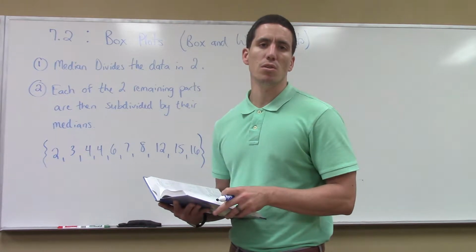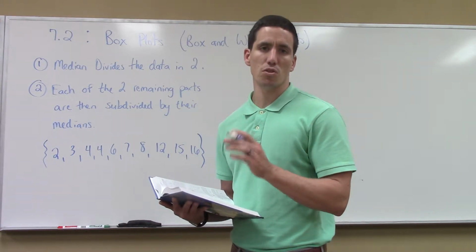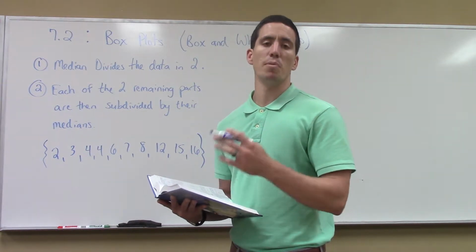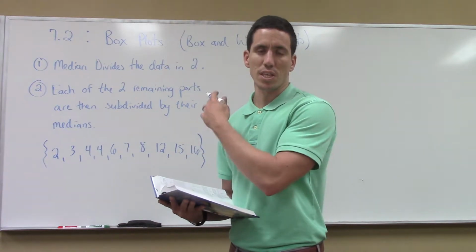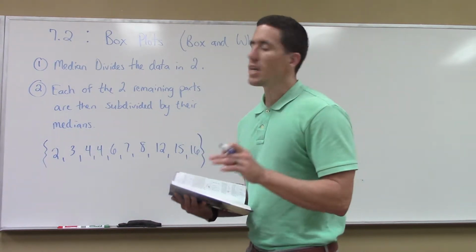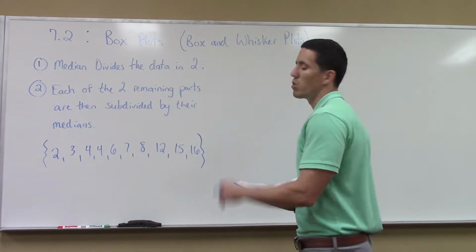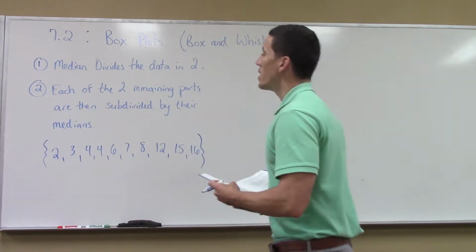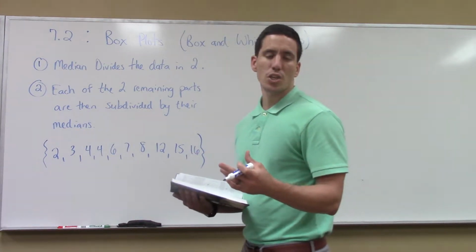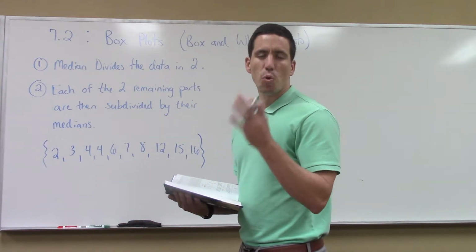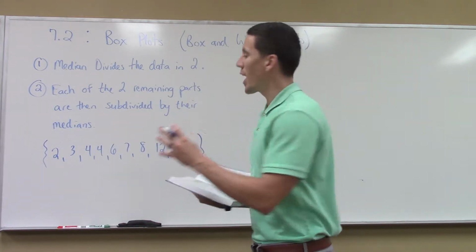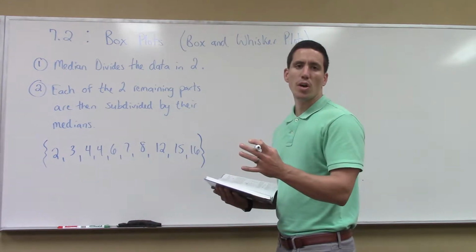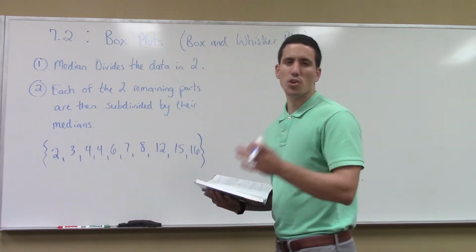What I do expect you to do is to be able to follow a set of instructions from your notes, from the book, and be able to create one of these given a set of data. The idea of a box and whisker plot, or just more simply a box plot, is to create a visual representation of the data that has four components that basically divides the data into four main sections. So I'm going to show you how to do that.